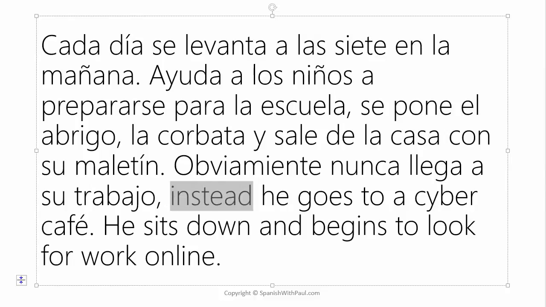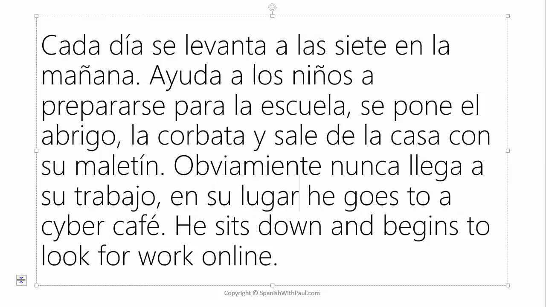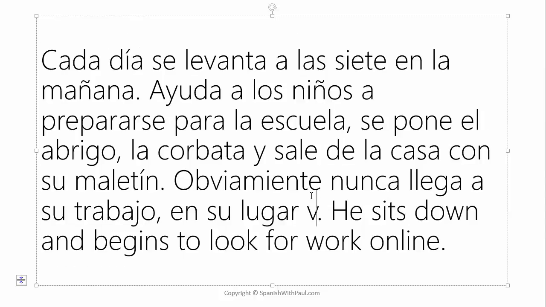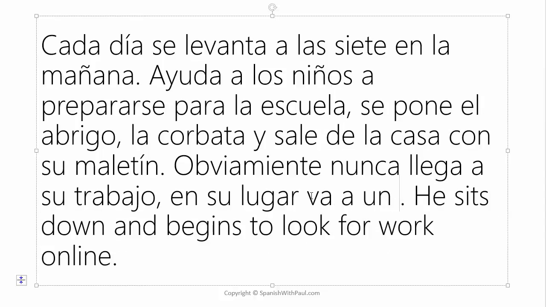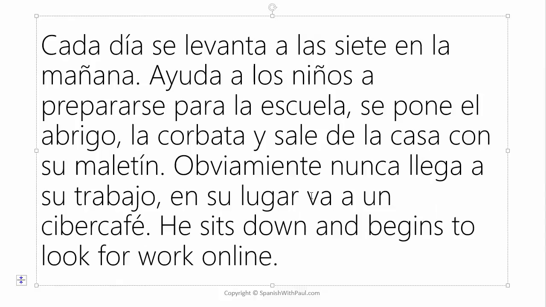The word for instead, what they would say in Spanish is in its place. En su lugar. Lugar is place. So we have literally in its place. That's how they say instead. He goes to a cyber cafe. So va a un. The word would then be cybercafé. It's like cyber, all in one word with an accent there. En su lugar va a un cybercafé.